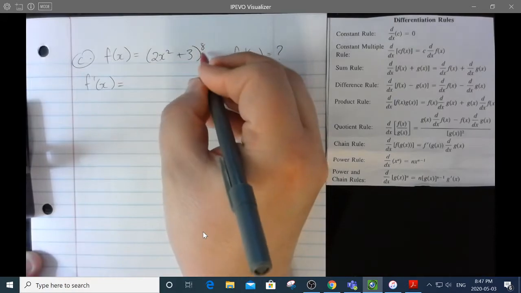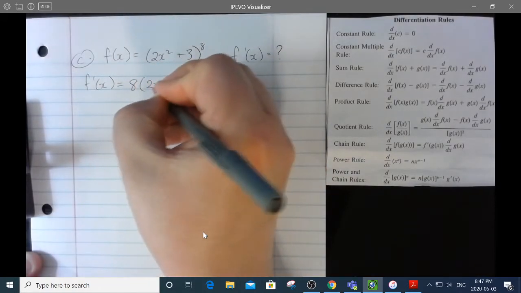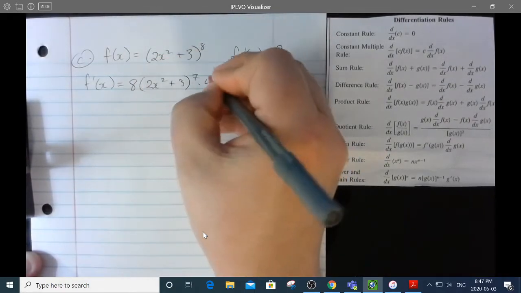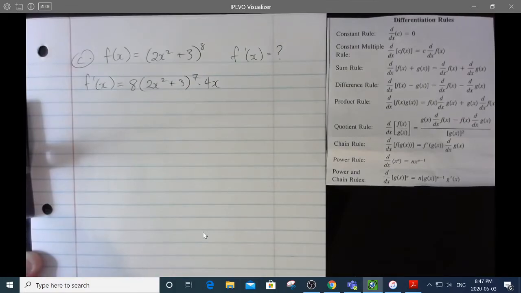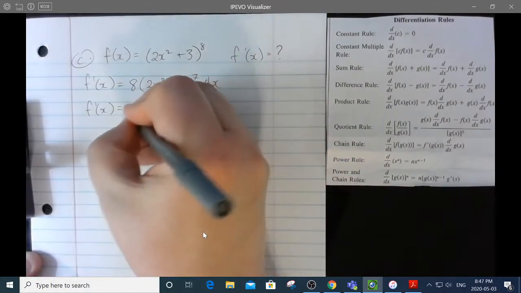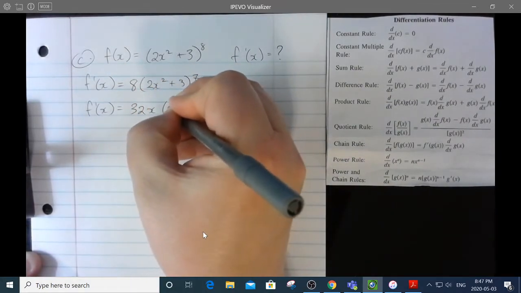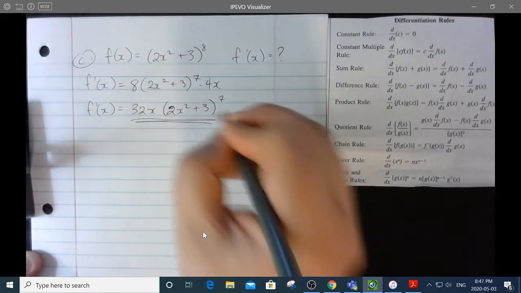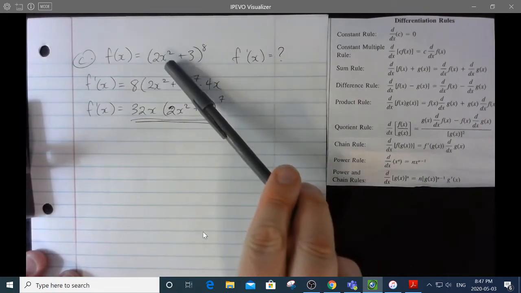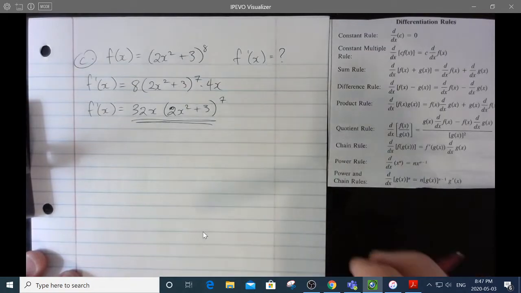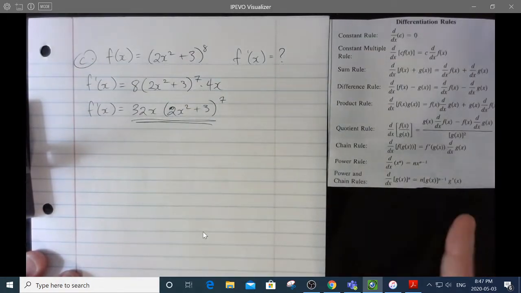No matter how big this power is, the 8 becomes the coefficient, and then that's now a 7, and I times by the derivative of the inside of the bracket, which is 4x. Okay, and then that's going to give me f primed of x is, and I'll just make that 32x times 2x squared plus 3 to the 7. Think about how long it would have taken to expand this to a power of 8, and then have gotten a great big long answer, and then to try to factor it back to this if I wanted a factored form.